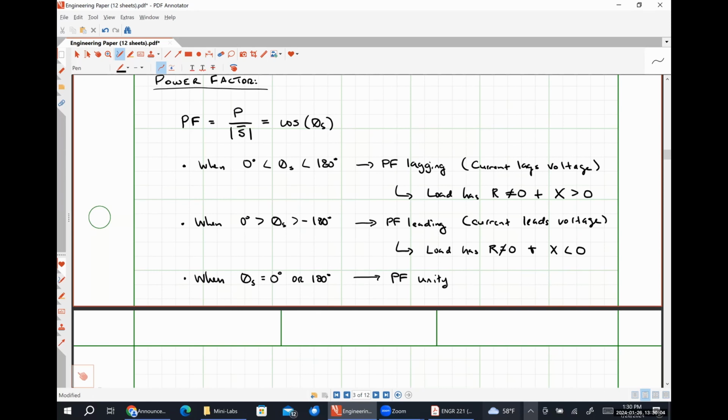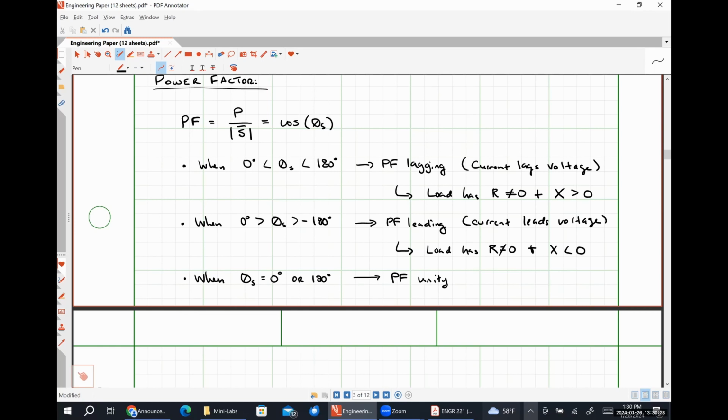When we're at 180 degrees, we have the cosine of 180 degrees, which is negative 1, which means we're supplying power at 100% efficiency. And so that's why that power factor is called unity. Unity is just a fancy word for 1. When our power factor is at unity, our system is neither leading nor lagging.